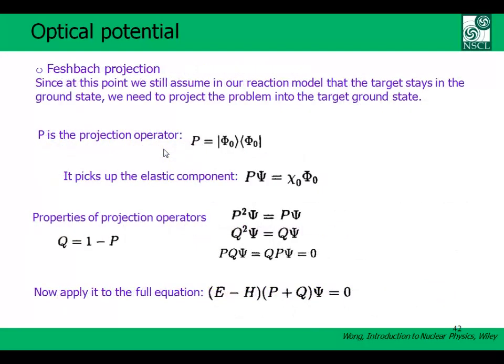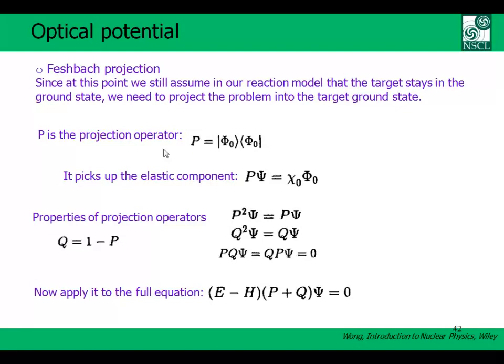So P psi picks up the ground state component of the target, right? Psi is the full problem, including the projectile, and when I apply P on psi, I get the ground state component, the part of the scattering solution that corresponds to the ground state component of the target.